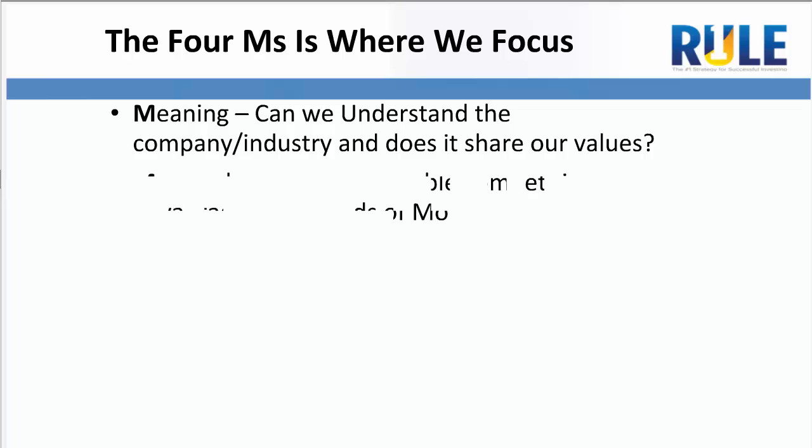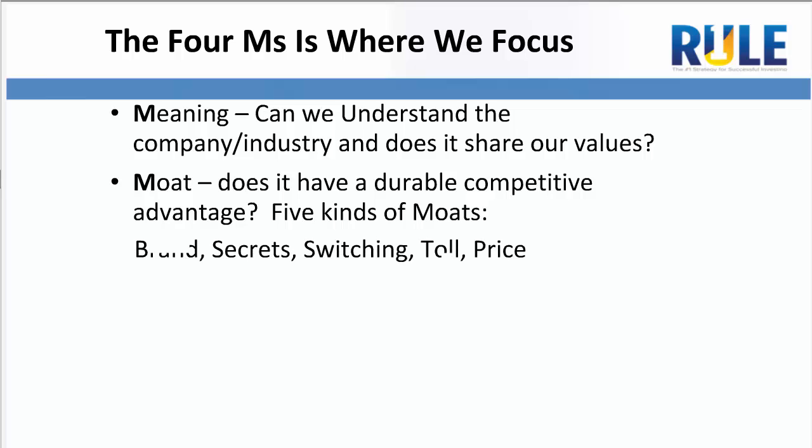So meaning, can we understand it? Moat, does it have a competitive advantage? There's 5 moats. This is what Phil talked about in his first book. From his point of view, there's 5 really good competitive advantages. One is a great brand. People come and buy your stuff because your brand is so good. They know that they'll be happy each time they come to your store or buy your product. Part of that is having a good product. Part of it is brainwashing, right? Good marketing or whatever. But having a great brand is really a great advantage over your competition.